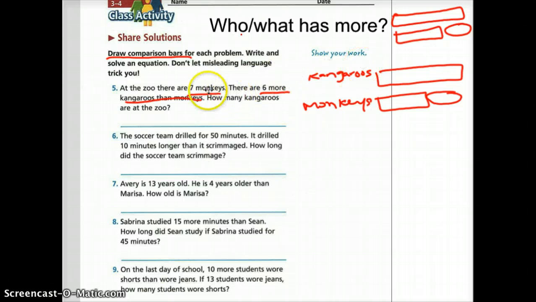Okay, I know that there are 7 monkeys, so I can fill this in. And I know the difference is 6 more, so I can write 6. Then I need to solve how many kangaroos. So I know 7 plus 6 equals K. So K equals 13 kangaroos.